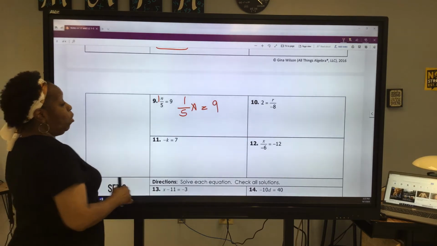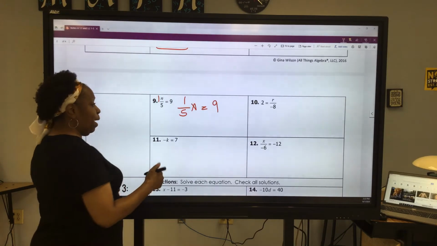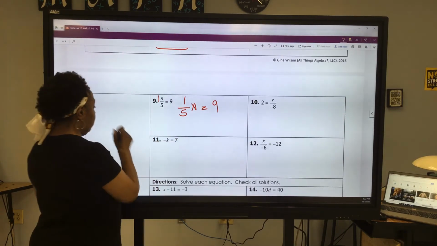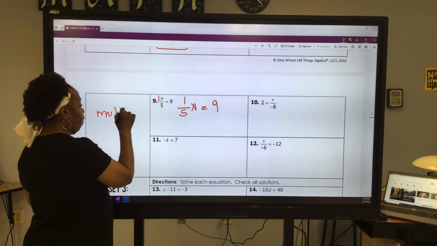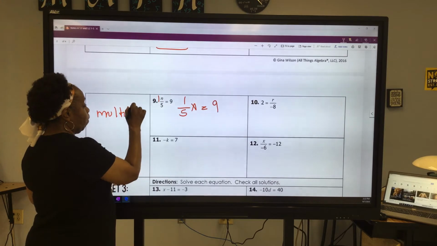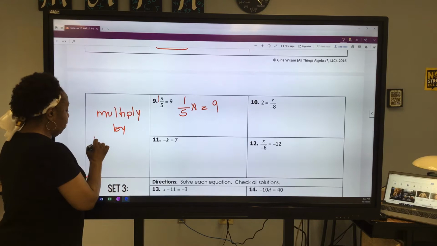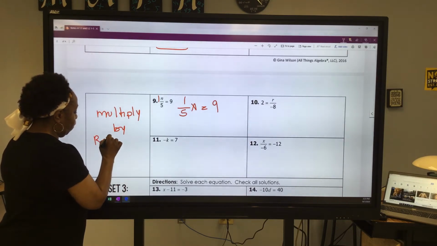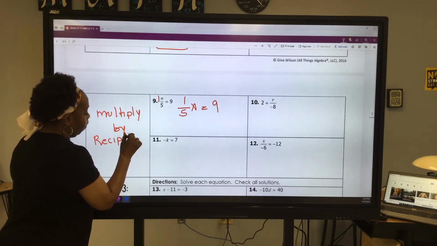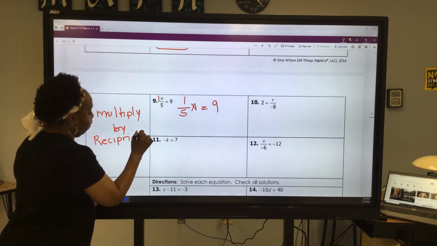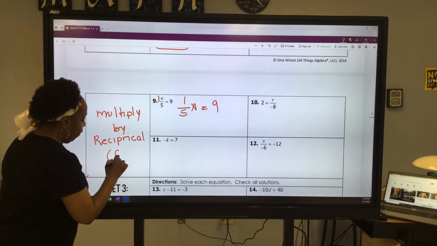Okay? Now, remember you were dividing by that 5 right here. So how do you undo a division? You multiply. So you multiply by the reciprocal. I'm going to write that over here. You're going to multiply by the reciprocal. That's, or some people say, the flip of the fraction.